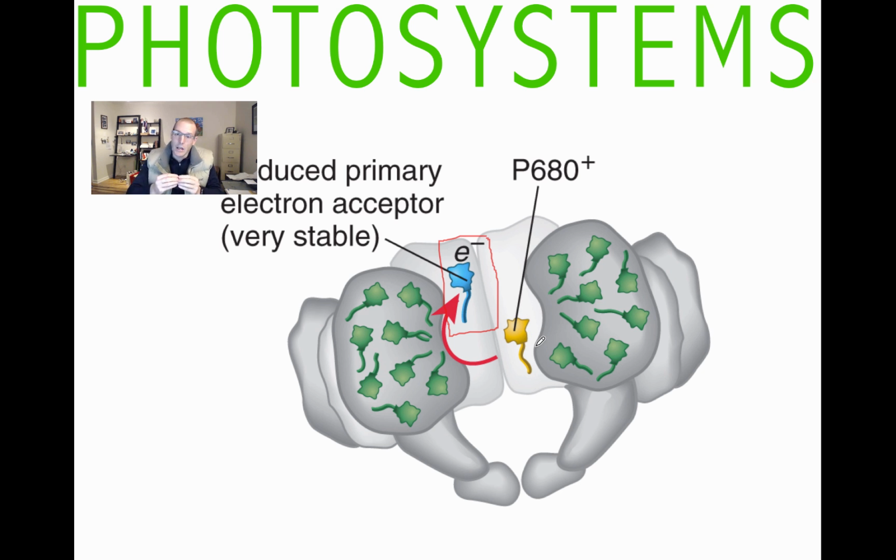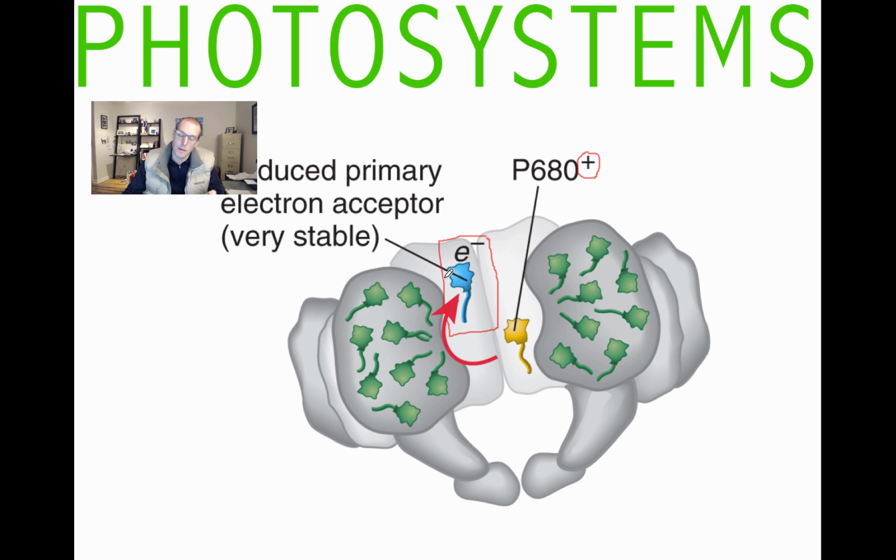So P680 loses an electron. Now think about it. P680 loses an electron, and loss of electrons, that's oxidation, right? And so P680 is becoming oxidized. It's lost an electron, and that makes it positively charged, and so we show that with this little plus symbol here. So now we know that P680 is being oxidized, and the electrons have been passed to the primary electron acceptor.